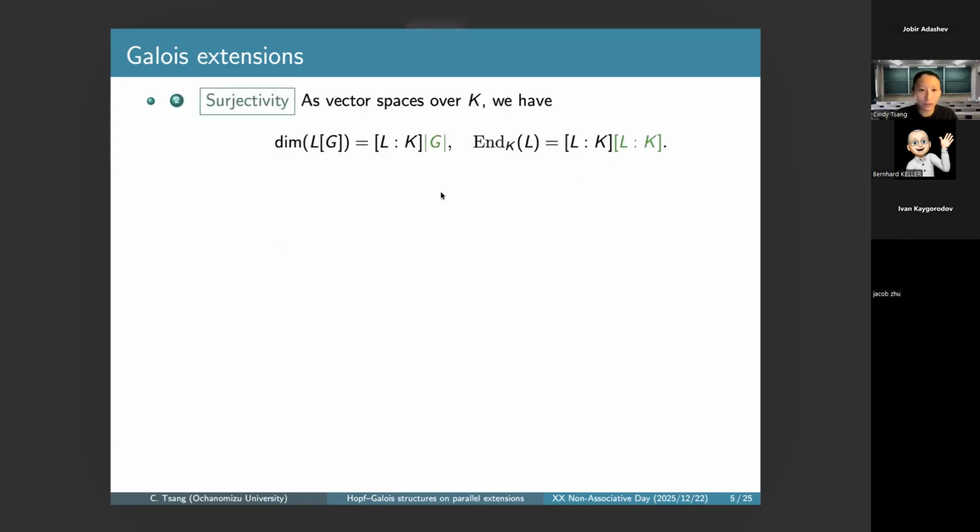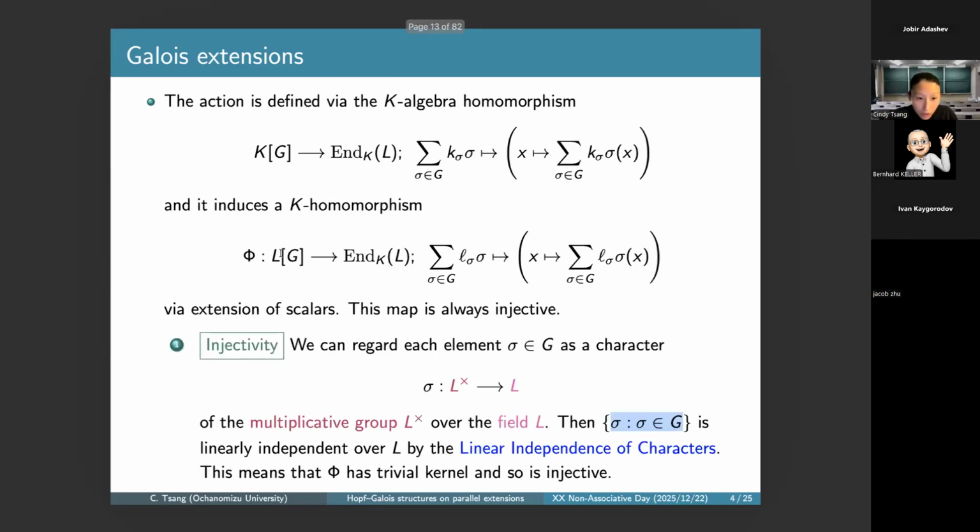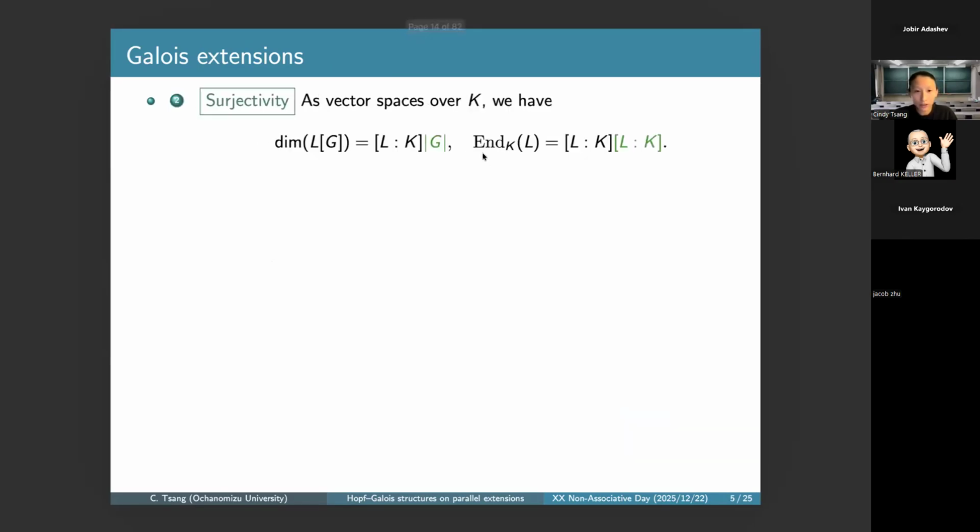Now, what about surjectivity? If we compare dimensions, LG and the endomorphism group are both L-vector spaces. The dimension of LG is the order of the group G. And in the K-endomorphism group of L, just think of them as square matrices, and obviously the dimension is the degree of L over K squared.